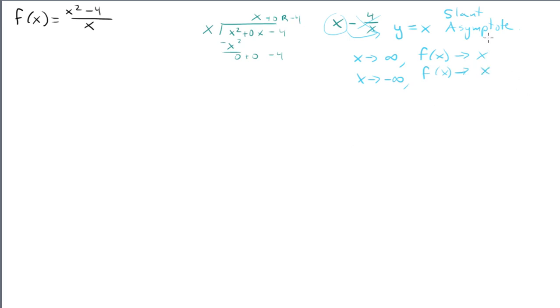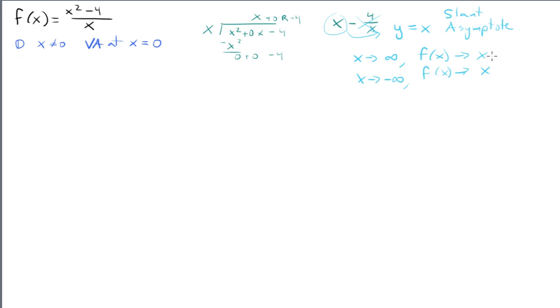So now that we've got this long-term behavior out of the way and we've described the slant asymptote, let's determine the domain, the vertical asymptotes, and everything else for this function. Looking at the domain, x cannot be 0, which means we're going to have a vertical asymptote at x equals 0, because it doesn't cancel out with anything in the numerator.